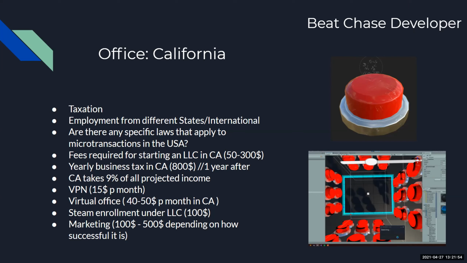And also, a big topic was business insurance. So business insurance can protect your business and personal assets from different unexpected disasters, such as personal injury, lawsuits, and natural catastrophes.